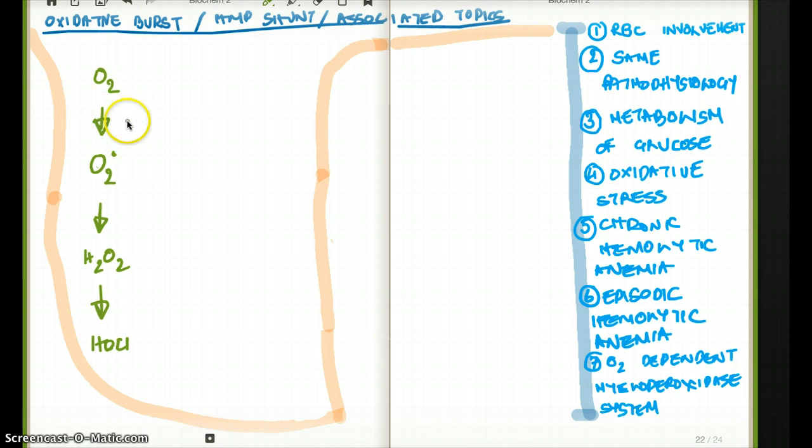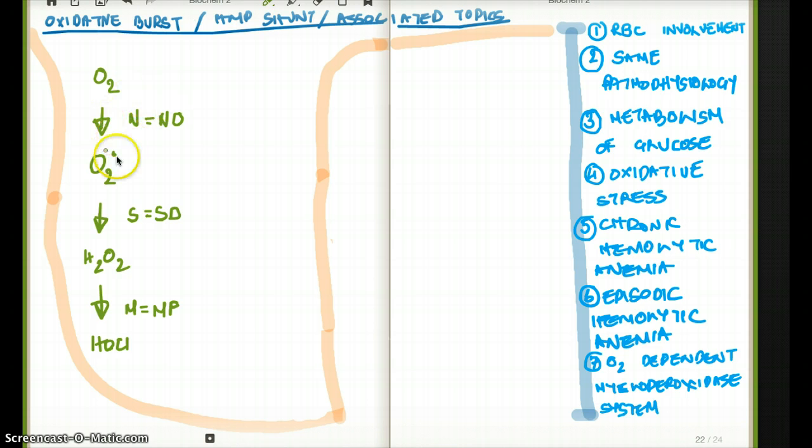Now, how do we remember the different enzymes that are right in the middle? I use the mnemonic NSM. If that helps you remember, then that's great. If you have some other way of remembering, that's also fine too. But for me, it's convenient to remember NSM. And the N stands for NADPH oxidase, S stands for superoxide dismutase, and M stands for myeloperoxidase.